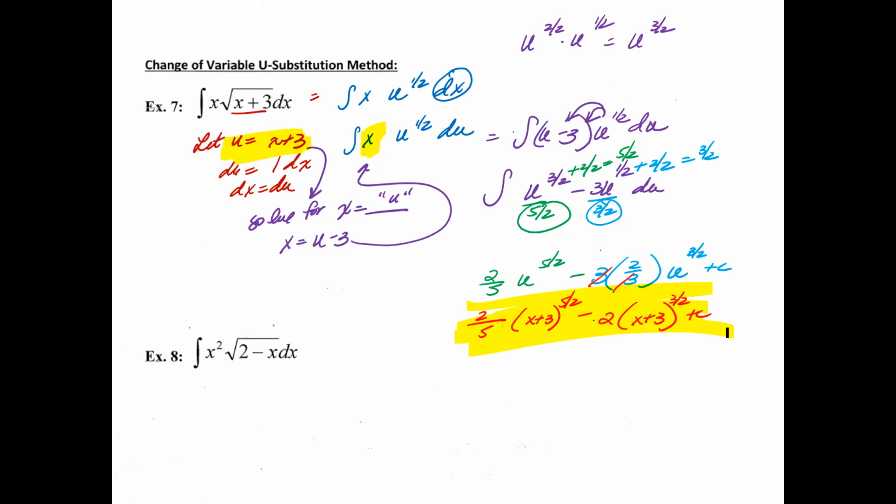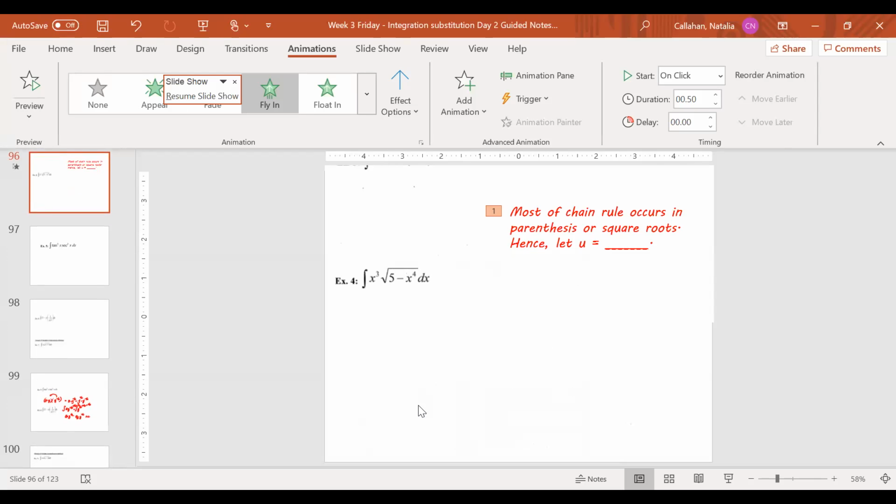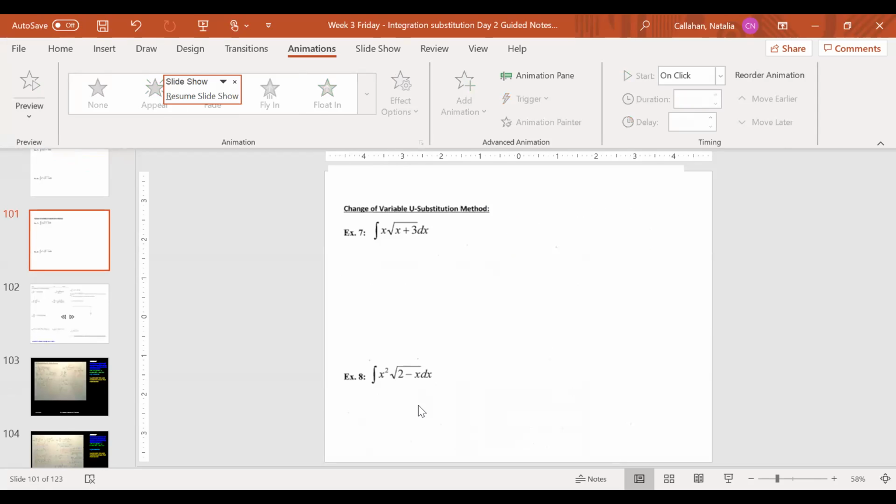Okay, you know what? We have enough time. I'm just going to go for it. Let's go over example 8. I'm actually going to move this one up a little bit so that it's a little bit easier for you guys to see. So here's my example 8.